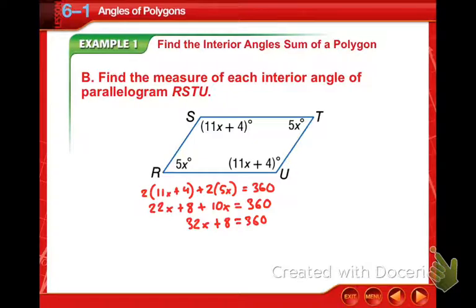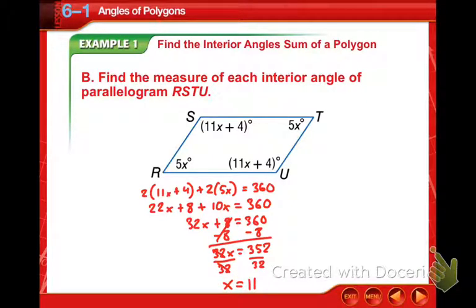And then we subtract the 8 from both sides. 32x is equal to 352. Then we divide by 32 on both sides, which cancels out the 32 on the left. And our x comes out to be 11.